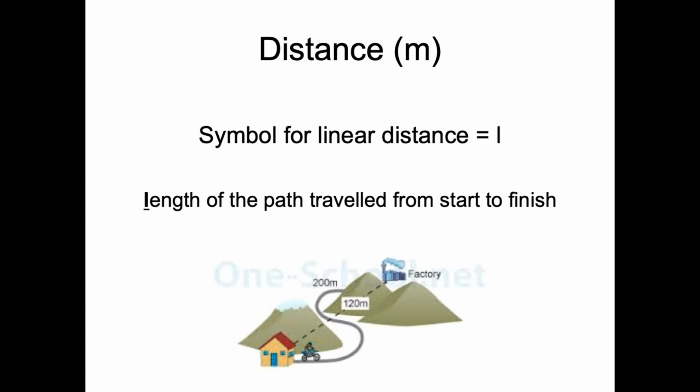So let's say our biker here starts from his home and tries to head to the factory. Since there's mountains in the way, he has to take the road. The length of the path he travels is 200 meters. It's the actual, like every single step he took all the way up to the factory.